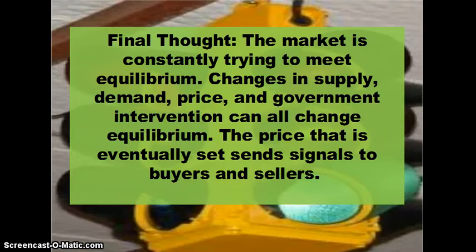Okay, so the final thought for this podcast is that the market is constantly trying to meet equilibrium. Changes in supply, demand, price, and government intervention can all change equilibrium. The price that is eventually set sends signals to buyers and sellers. So when you're working on your graphing worksheet, just keep in mind that there are lots of different combinations and lots of different reasons why the equilibrium can change.